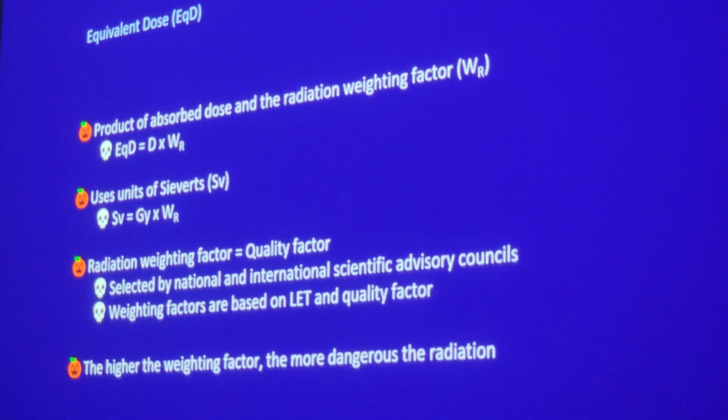Equivalent dose, we know what that is. That is going to be your absorbed dose times your radiation weighting factor. The units that we use for equivalent dose is sieverts. And then radiation weighting factor, that's just another name for quality factor. So the higher the weighting factor, the more dangerous the radiation is. What's the weighting factor for X-ray? 1.